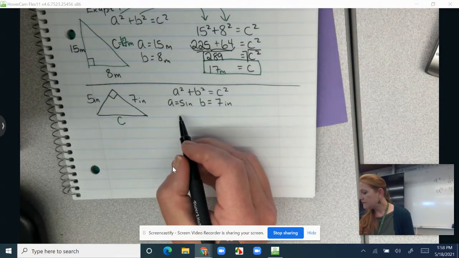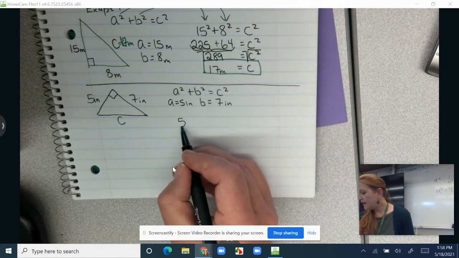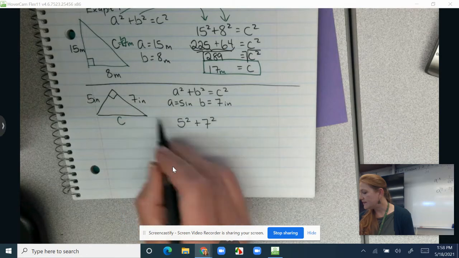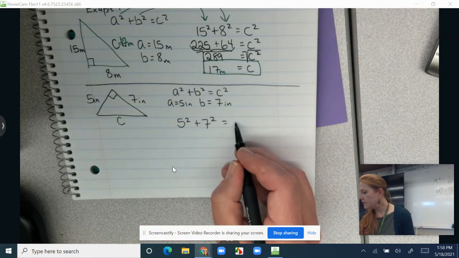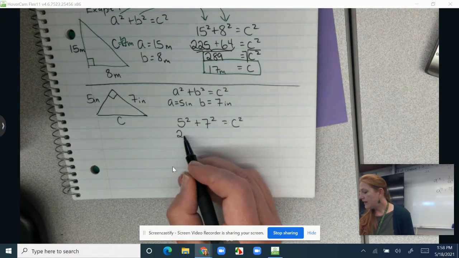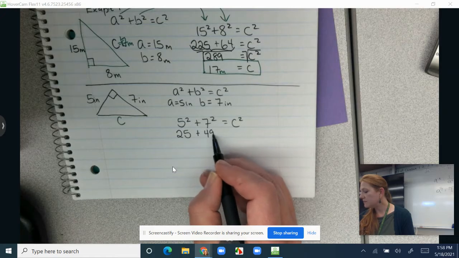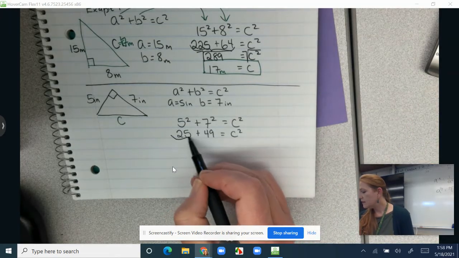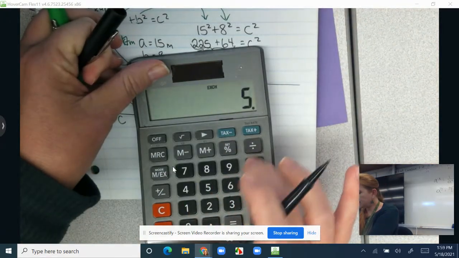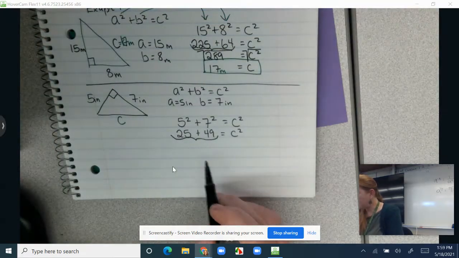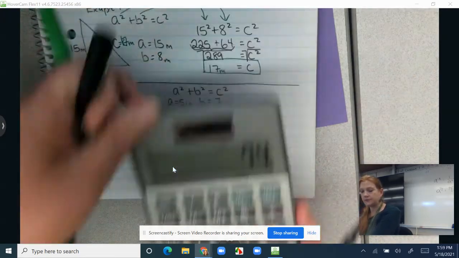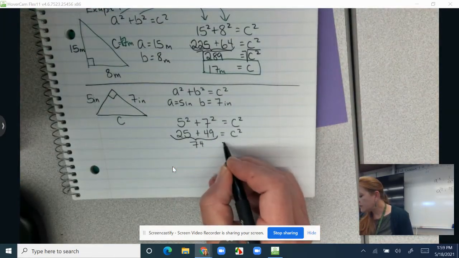So when I write out my equation, it's going to say 5 squared plus 7 squared, or A and B, equals, again, I don't know it, C squared. 5 squared is 25, 7 squared is 49. I already know 25 plus 49. 25 plus 49 is 74. So I'm going to write down here 74 equals C squared.